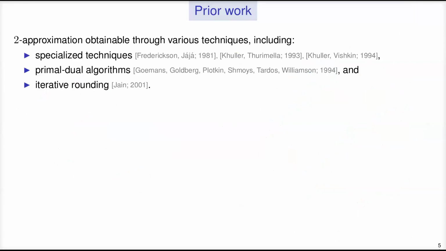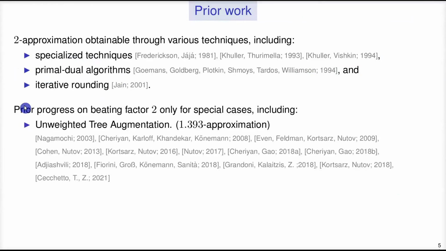What has been known previously? There's been significant work on this and related problems. Actually, one can get 2-approximations through a variety of techniques. This includes specialized techniques, but also standard techniques like primal-dual algorithms or iterative rounding. Moreover, there's been progress to beat the factor of 2. Factor 2 is very easy to obtain. However, beating factor 2 proved to be very difficult, even for special cases.